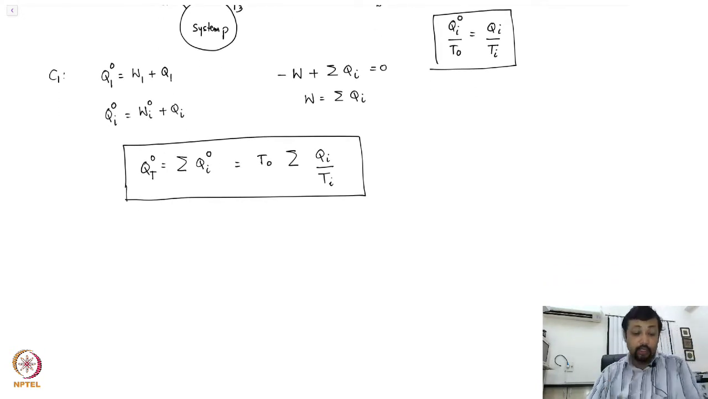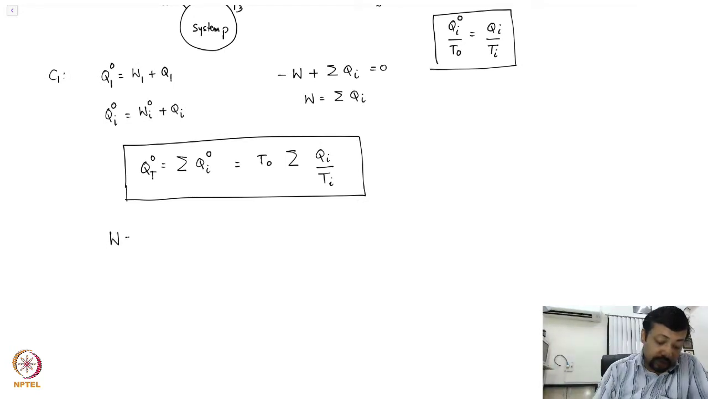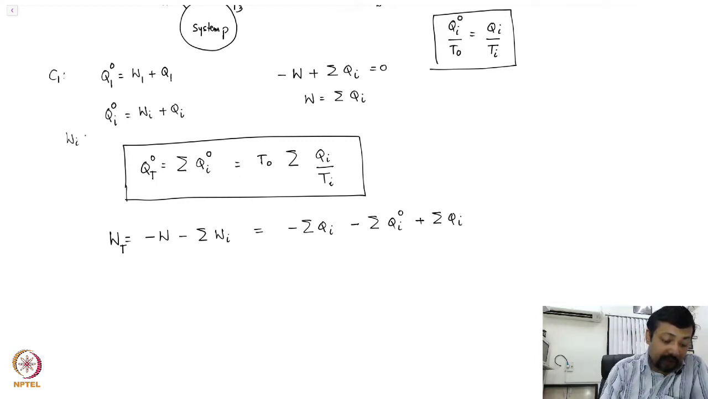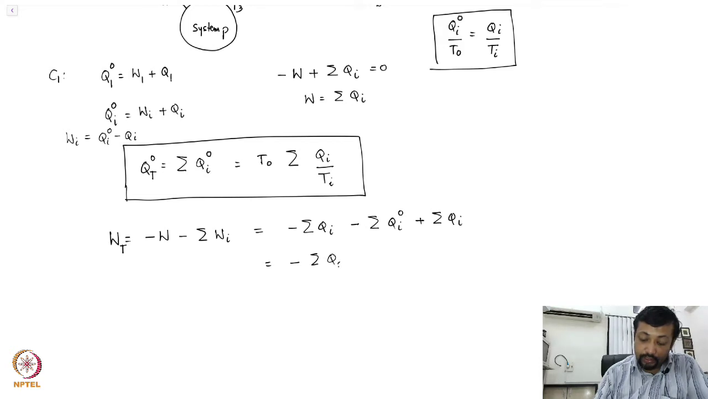Right? So what is the total work done? The total work done is minus W plus, we will put a subscript, because work is the energy which is flowing out of the system, therefore in our convention it should be minus Wi. So minus W is minus sum over Qi, and then we will write down this as minus sum over Qi0 plus sum over Qi. This follows from here, where I can recast this equation as Wi is Qi0 minus Qi. So once I have this relation, it follows that this is sum over Qi0, which is minus Qt total.